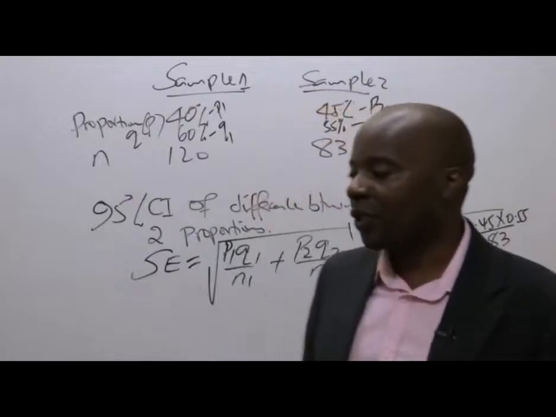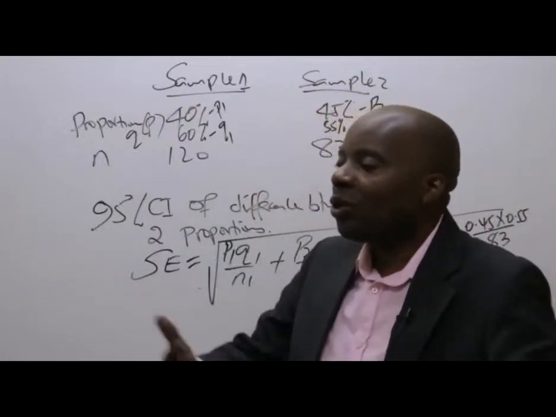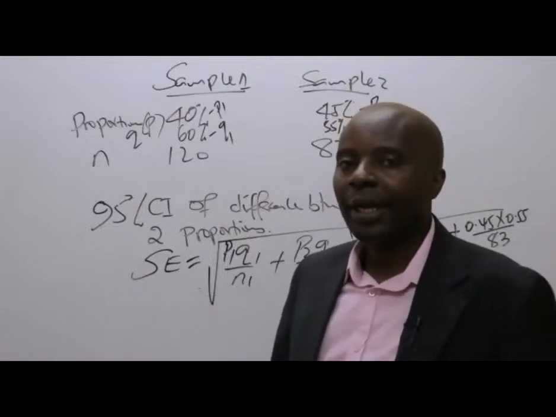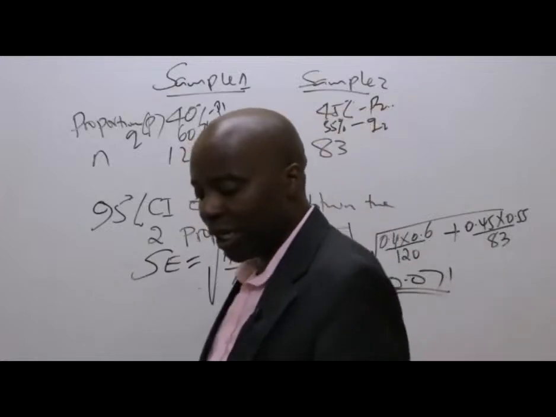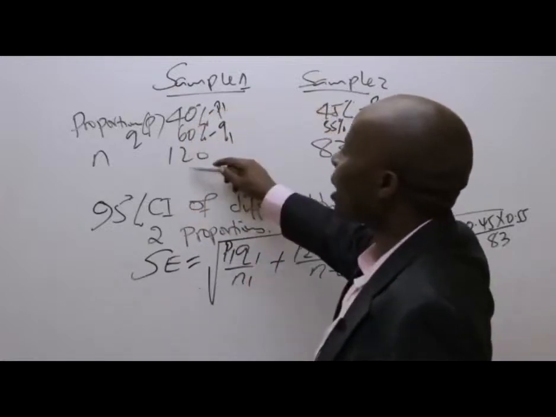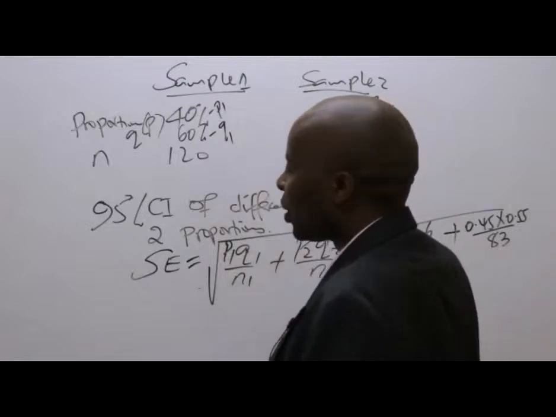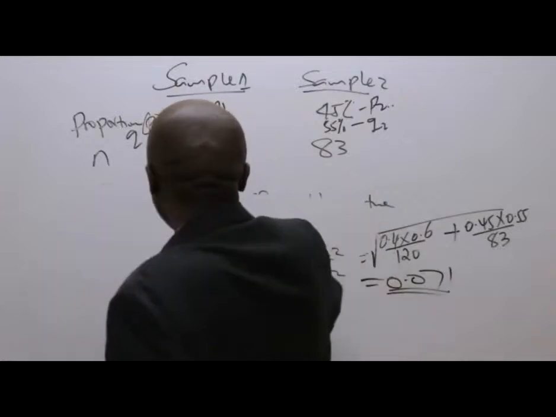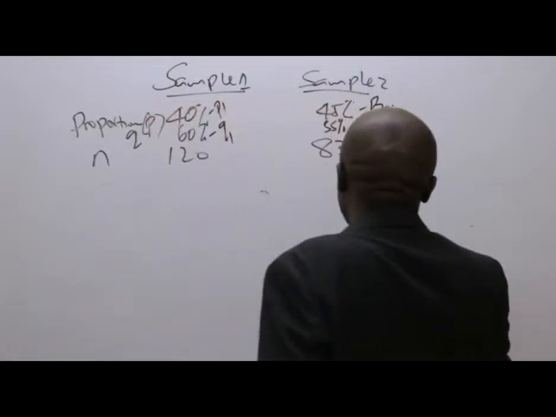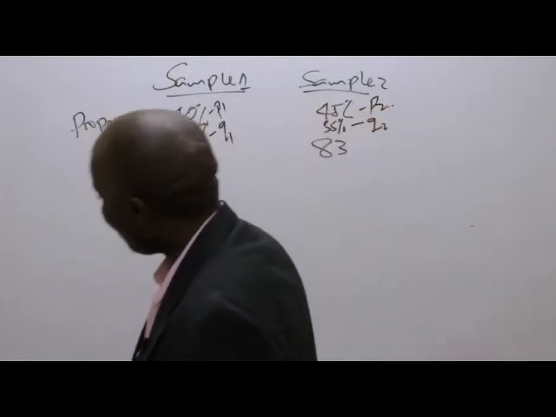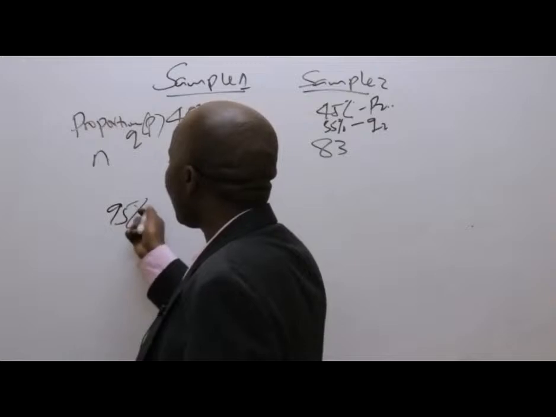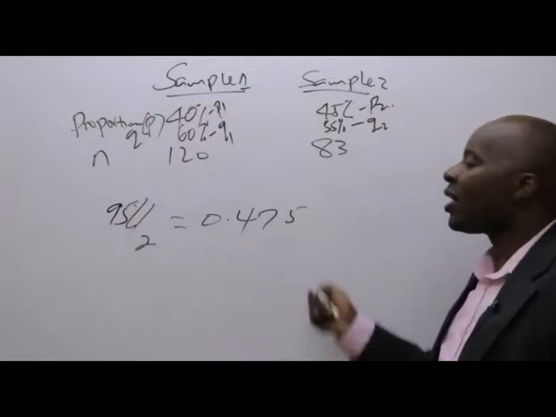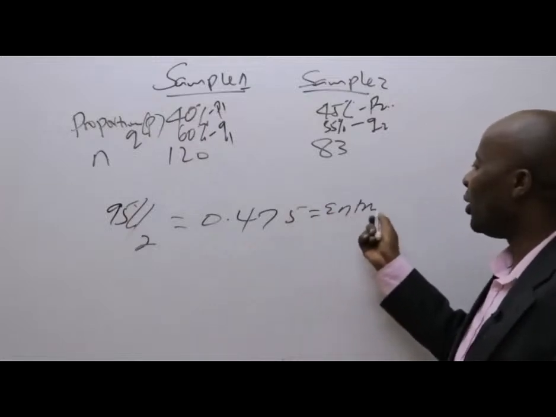Once I have the standard error, the next thing will be about the entry and the Z-score. So how do I get the entry? I know that this is Z, because I can see how big my samples are. So being Z, what I need to do is divide this 95% into 2. When we divide 95% into 2, this will give us 0.475. And for sure, this is what we call the entry.